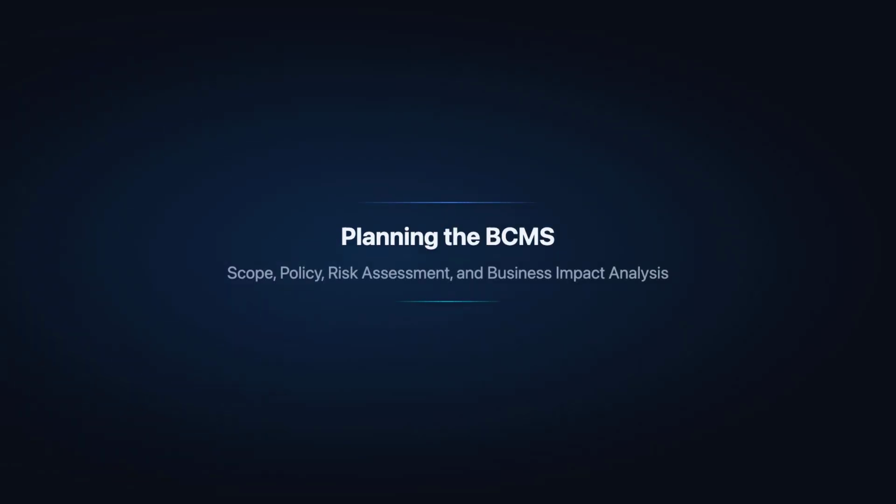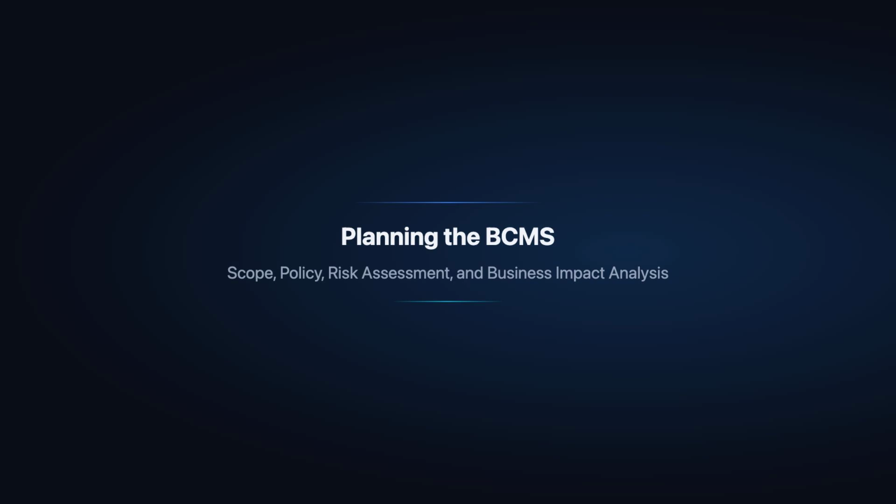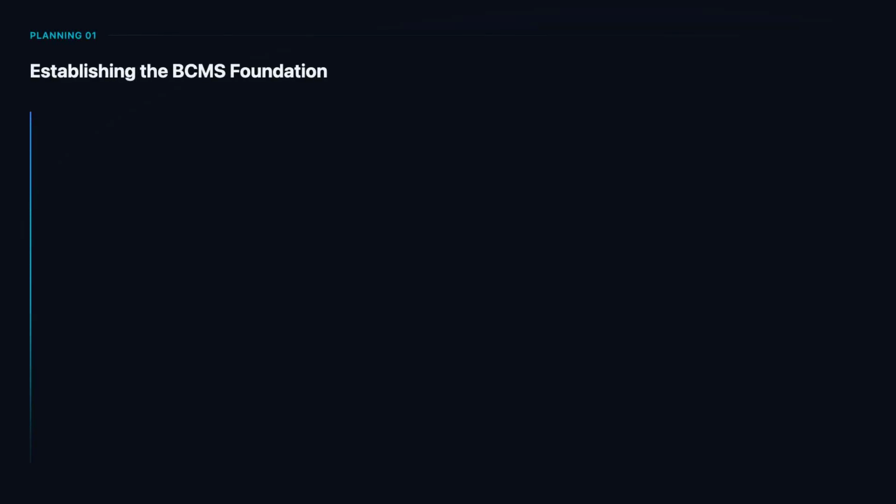Now let's move into planning. This is where you define what your BCMS covers, write the policy, assess risks, and analyze business impacts. Setting up a BCMS starts with 3 critical steps that define its boundaries and direction. First, you need management commitment. Without top management support and a clear assignment of leadership accountability, the BCMS will lack authority, resources, and organizational buy-in. The course shows how to build the business case and secure that commitment.